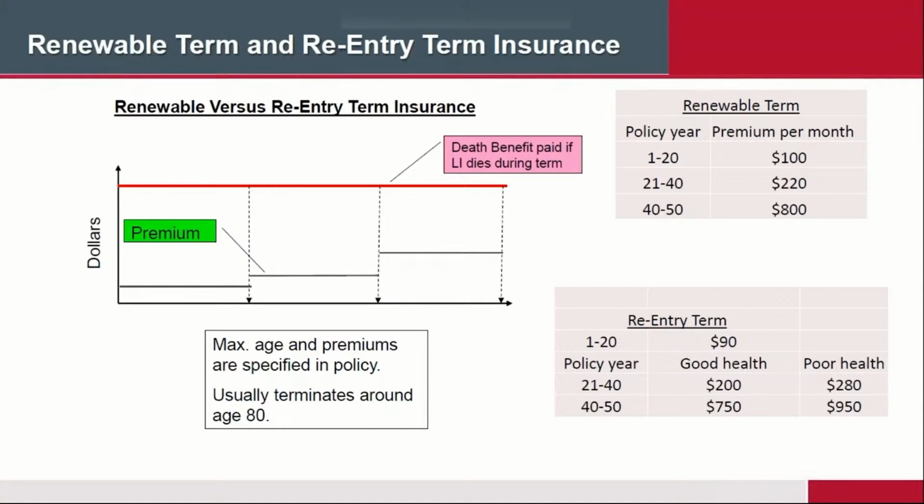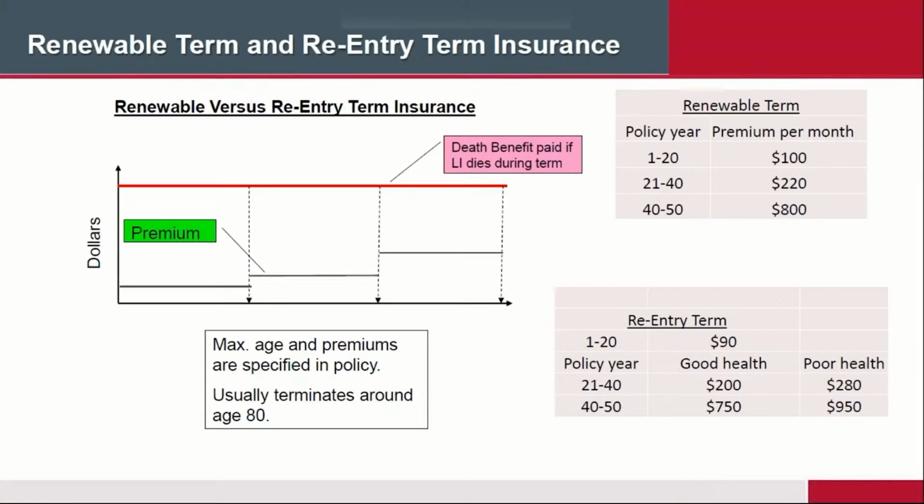What if you were really in good health and you are prepared to give us evidence of insurability at those renewal points? By doing so, if you prove to us that you're really in good health, we may actually give you a lower premium. And that's what they call a re-entry term. So a re-entry term allows you to basically say, on the renewal date, if I give you my medical history and I can prove to you that I'm in really good health, you can give me a better rate. So here's an example.